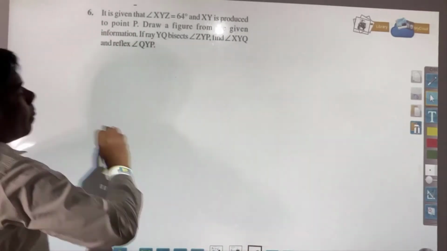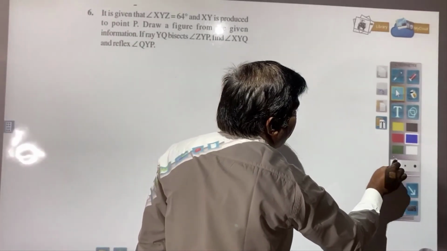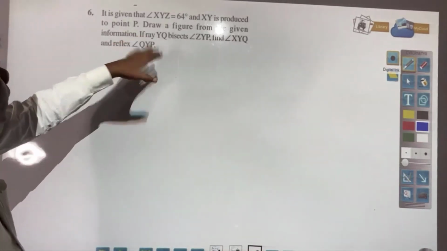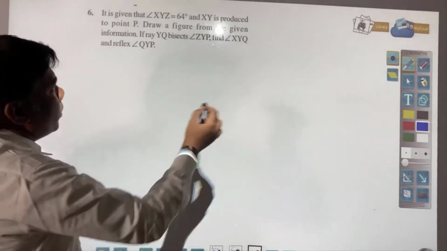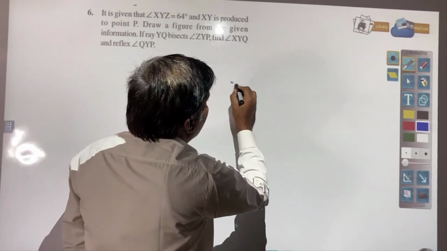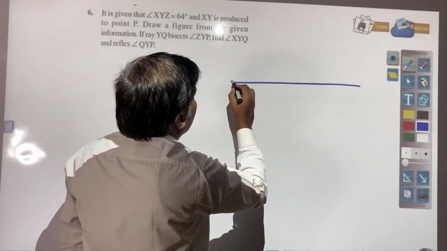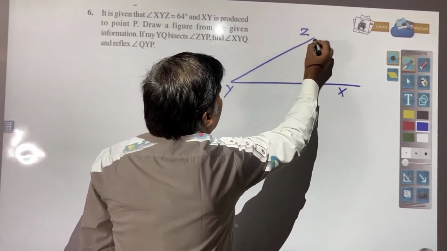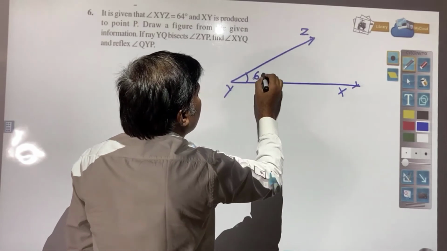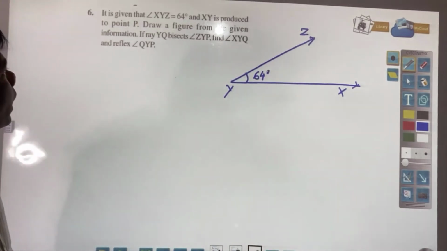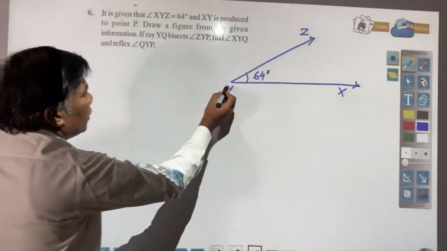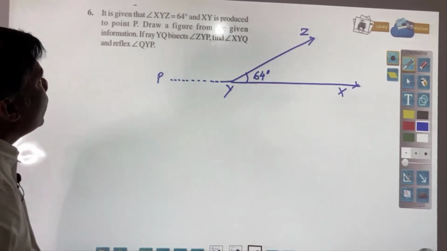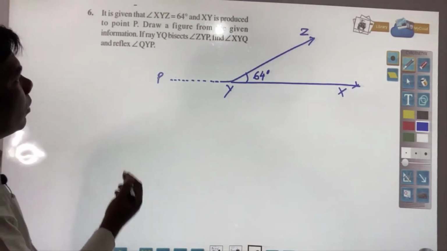Here it is given that angle XYZ is equal to 64 degrees. Suppose we make a figure. Suppose we have X, Y and Z, and that is equal to 64 degrees. And XY is produced to point P. Draw a figure from the given information. So this will be your figure.